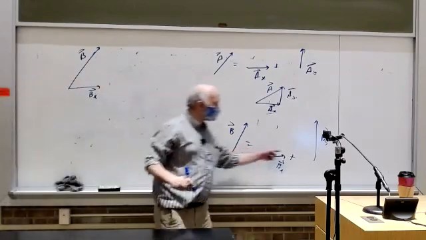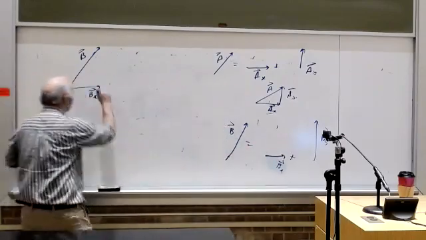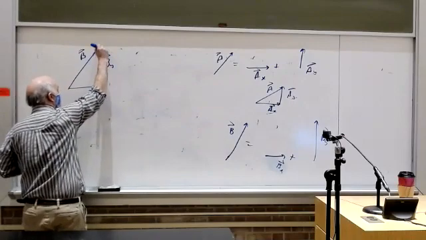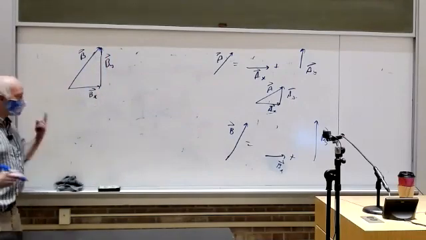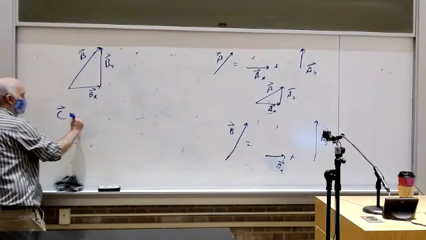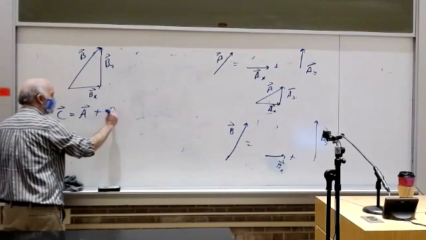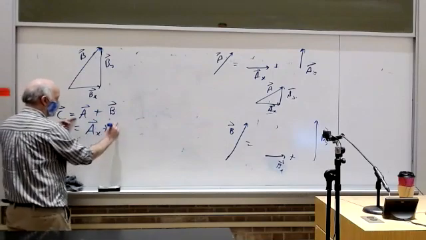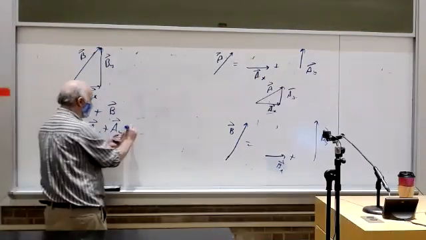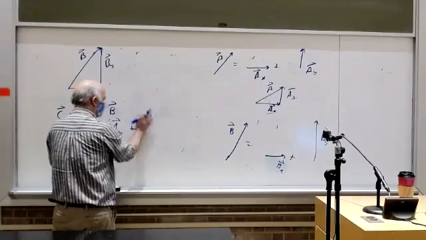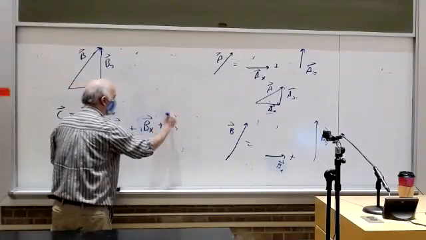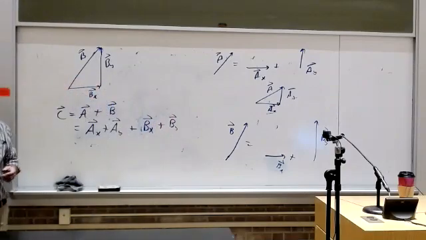So if I add these two in a tip-to-tail fashion, I get this. So when I add the whole thing together like this, I get AX plus AY plus BX plus BY. And then what did we do yesterday?